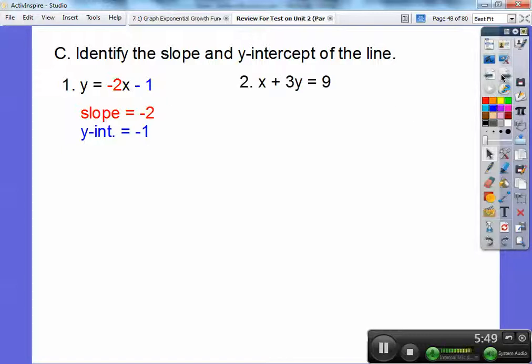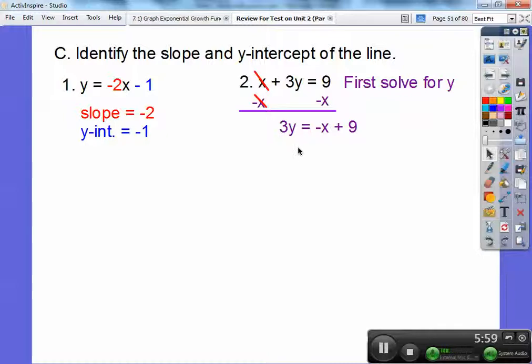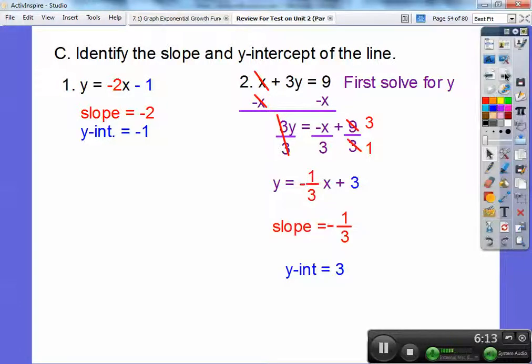Here we have to solve for y. So we're going to subtract x on both sides first. And we have 3y equals, and I'm going to write it negative x plus 9 because I want to get it in y equals mx plus b form, just like this one is. Now I'm going to divide everything by 3. So when I divide by 3, I get y equals negative 1/3 x plus 3. So there's the slope, there's the y-intercept right there. So the slope is negative 1/3, and the y-intercept is that plus 3, or just 3.